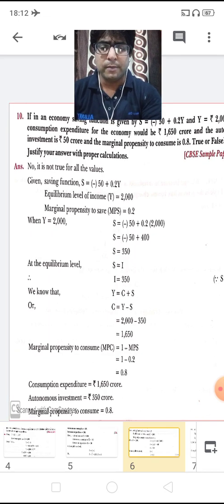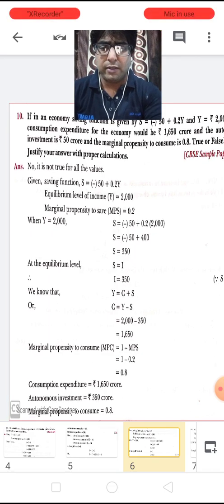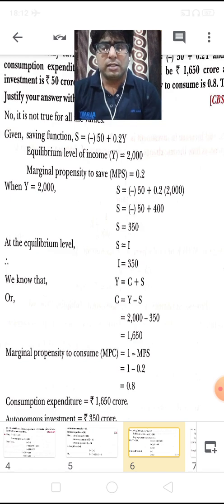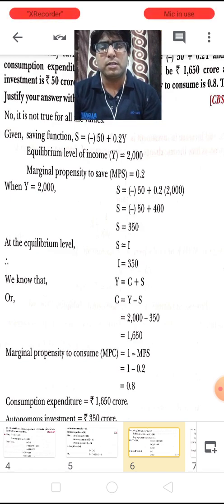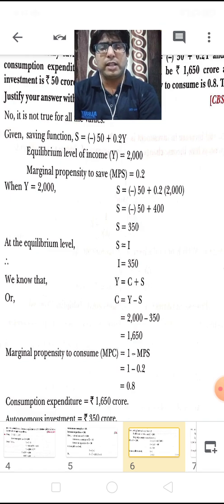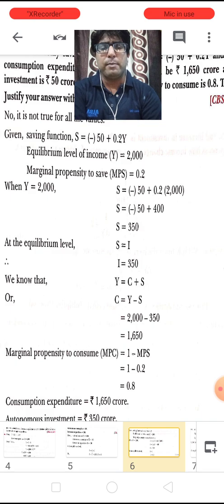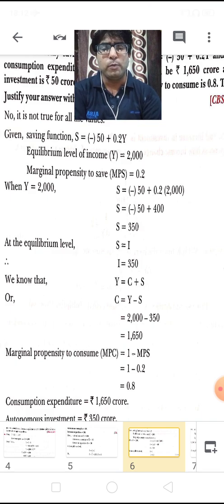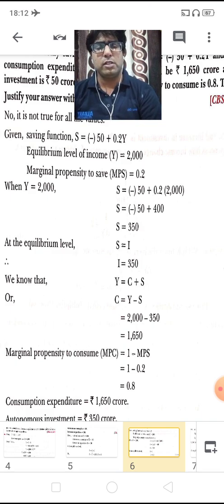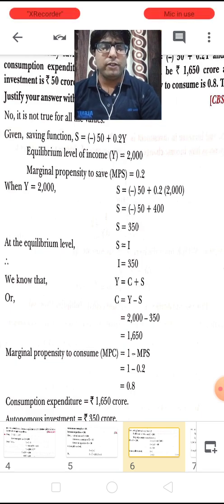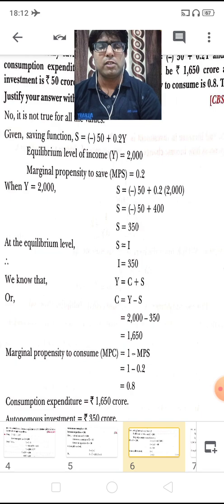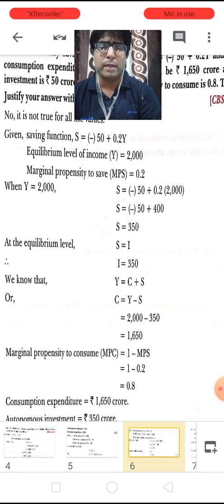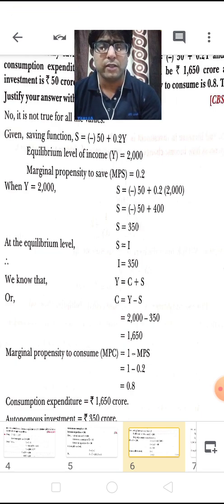So what is given, we are going to write first: the saving function is S equals minus 50 plus 0.2Y. The equilibrium level of income given to us is 2000. The value of MPS given is 0.2, whereas income is given as 2000. So children, if the value of income is given, we can first find out the value of savings by putting the values in this saving equation.